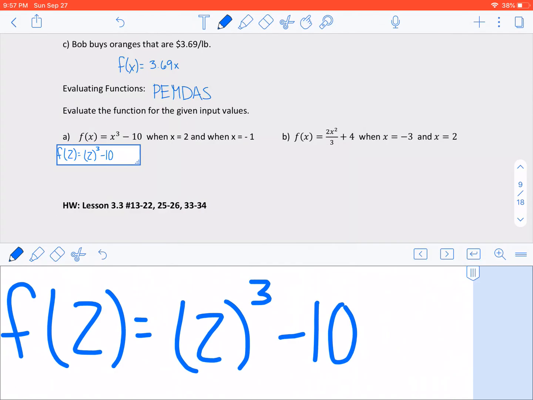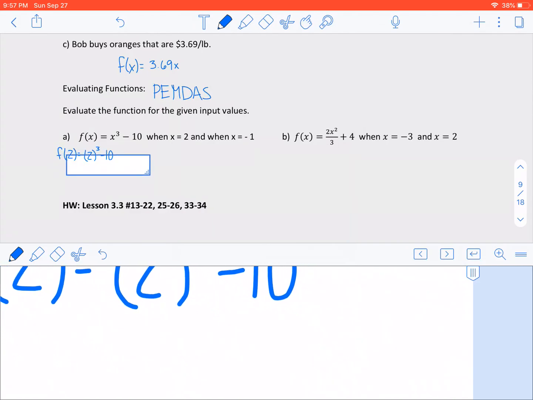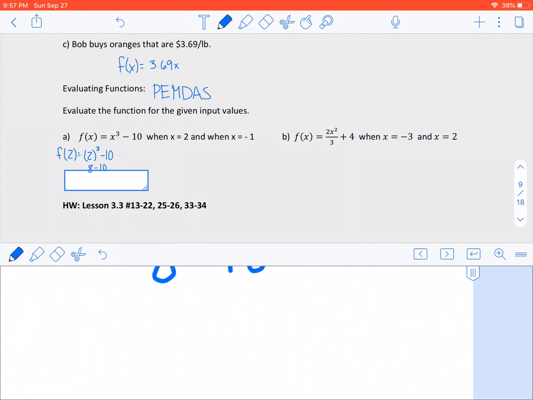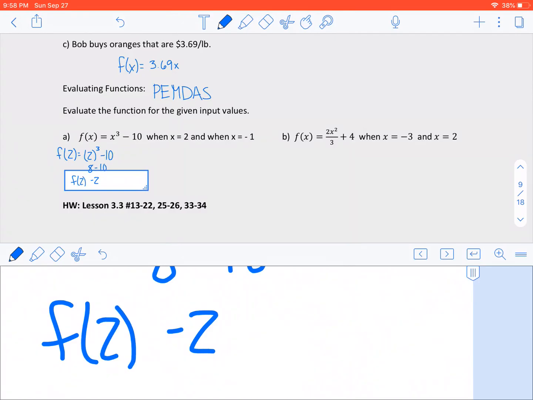Whenever I do evaluation, I have to look for parentheses first. Well, nothing to do inside parentheses, just a number. So then do exponents. 2 to the third. So that's 2 times 2, 4. 4 times 2 is 8. So this is 8 minus 10, which is negative 2. So in other words, the function evaluated at 2 equals negative 2.